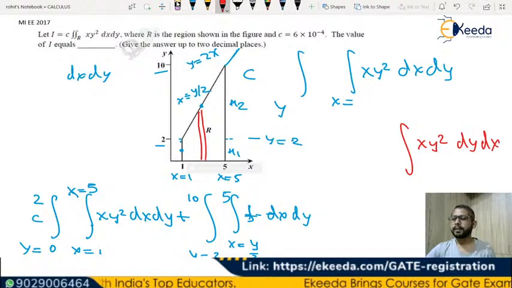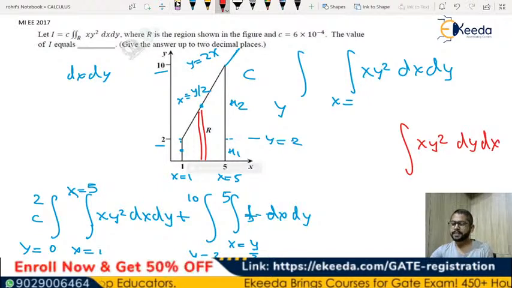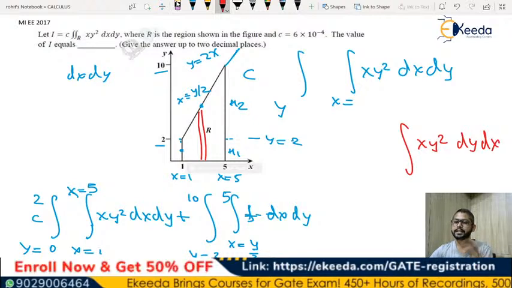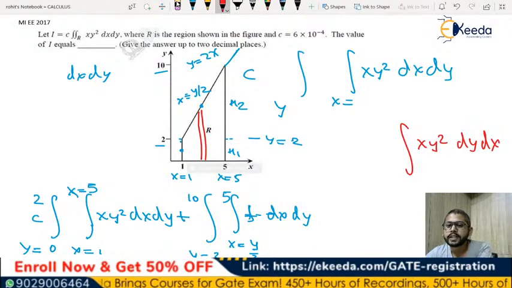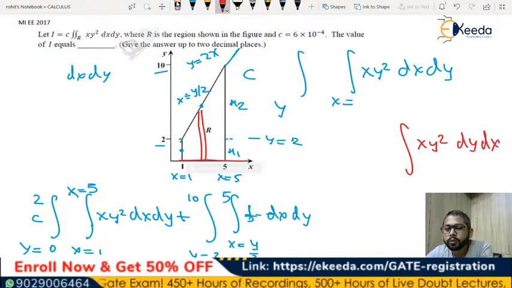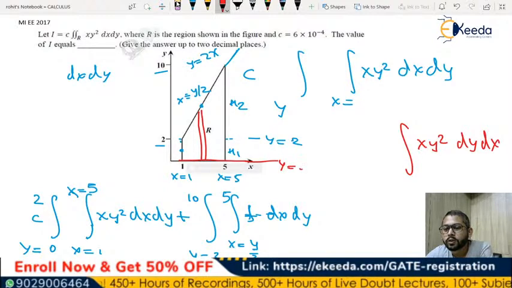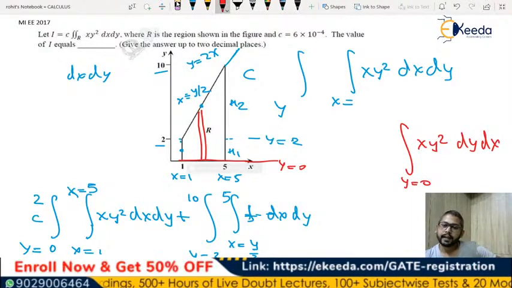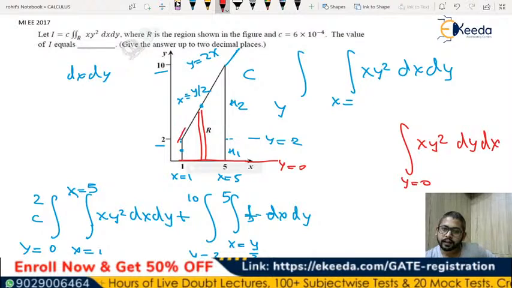Why can we do this? Because we know the region here. The region is specifically given. The limits are not given. So my consideration is to change the order of limits. If you see the limits of y, it will always lie on this line. What is this line? This line is y equal to 0. So let's take y is equal to 0 here. And the end point lies on this line, this one.